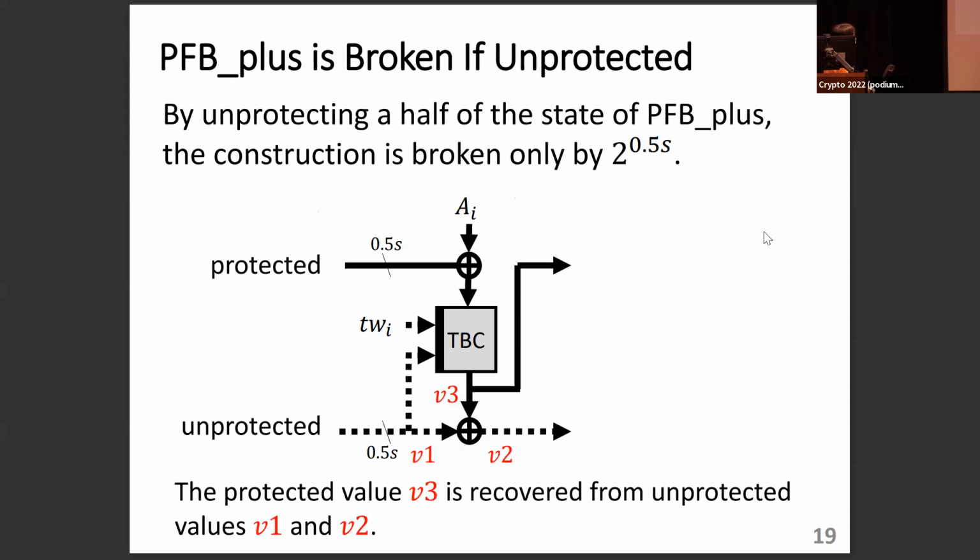So suppose that the lower half is unprotected, that means a side channel adversary can know the value of this part. So then the adversary can learn the value of V1 and V2. And because of this computation, the value of V3 is easily computed. But the value of V3 is supposed to be protected. So the attack succeeds. So we need some new constructions to keep protected values protected.